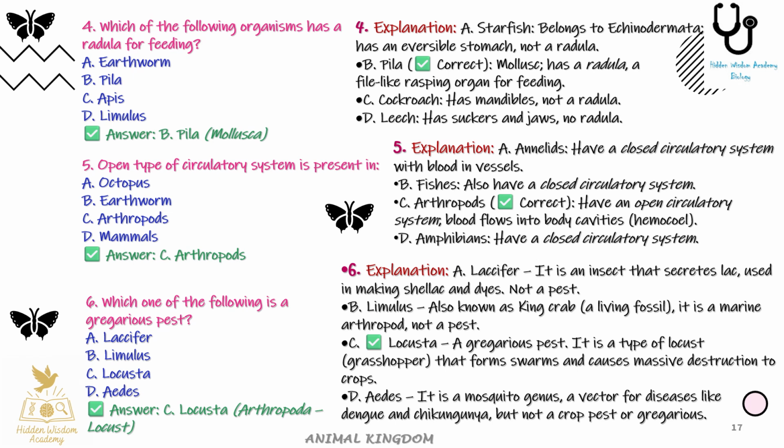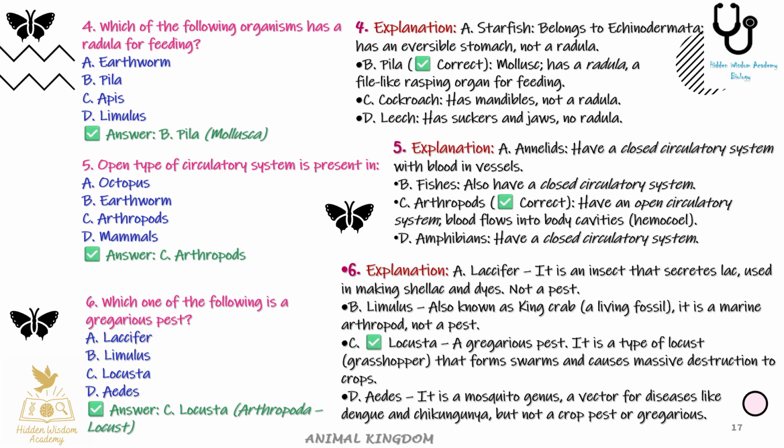Explanation. Option A, starfish, belongs to phylum Echinodermata and has an eversible stomach, not a radula. Option B, Pila, is correct as it is a mollusk and has a radula, which is a file-like rasping organ for feeding. Option C, cockroach, has mandibles, not a radula. Option D, leech, has suckers and jaws but no radula. The correct answer is option B, that is Pila, which is a mollusk, which have a radula for feeding.